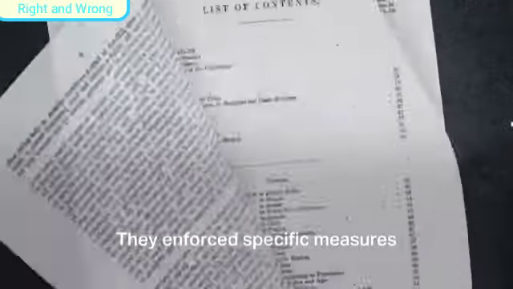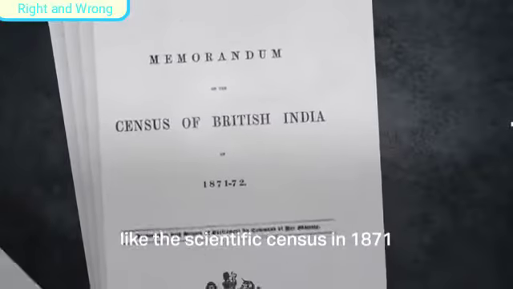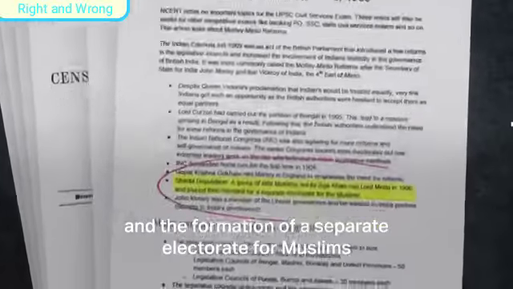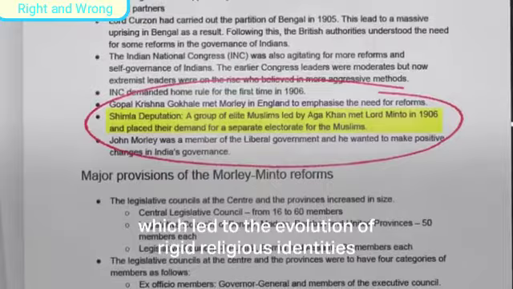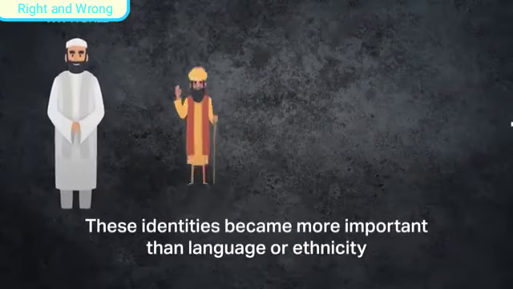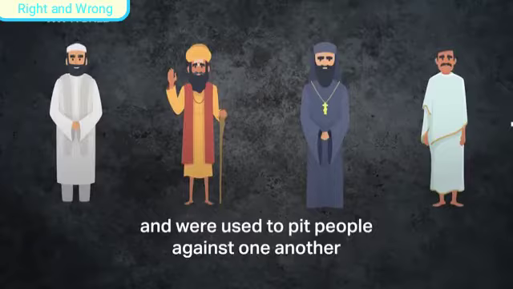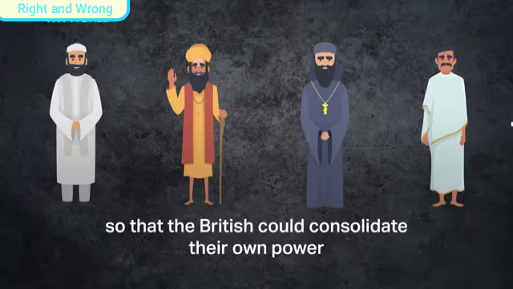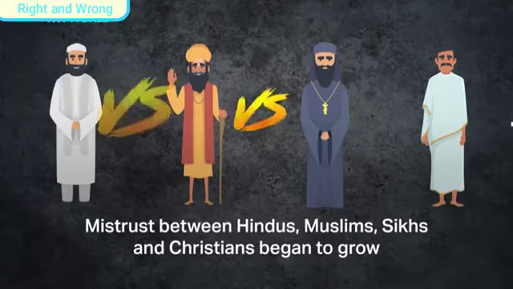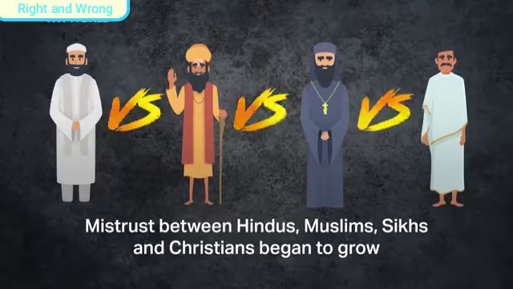They enforced specific measures like the scientific census in 1871 and the formation of a separate electorate for Muslims, which led to the evolution of rigid religious identities. These identities became more important than language or ethnicity and were used to pit people against one another so that the British could consolidate their own power. Mistrust between Hindus, Muslims, Sikhs, and Christians began to grow.